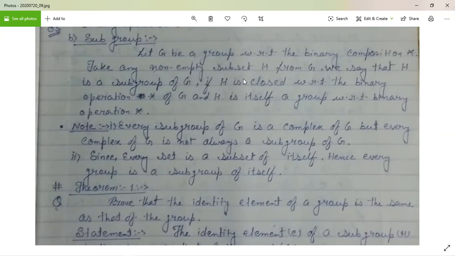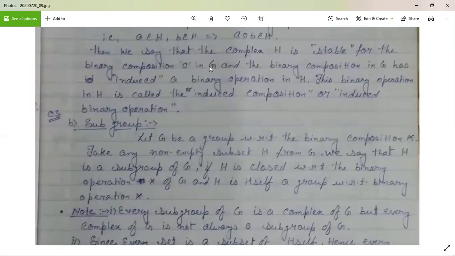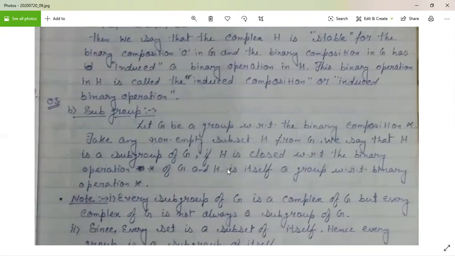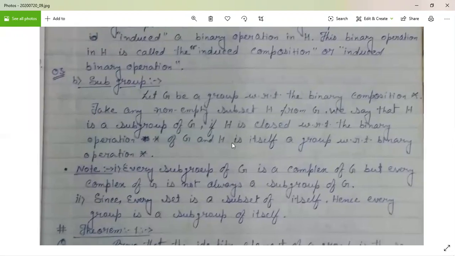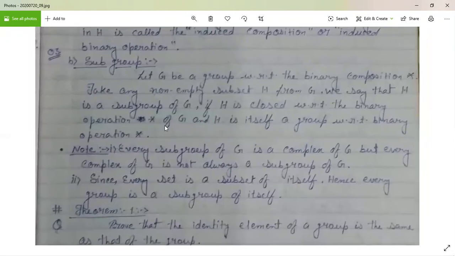And H is also stable. Just see the definition. H is stable for the binary composition star in G, and the binary composition in G has induced a binary composition in H. That means a subgroup follows all these properties with respect to the binary operation star on G, and we can say that H is itself a group with respect to the binary operation star.